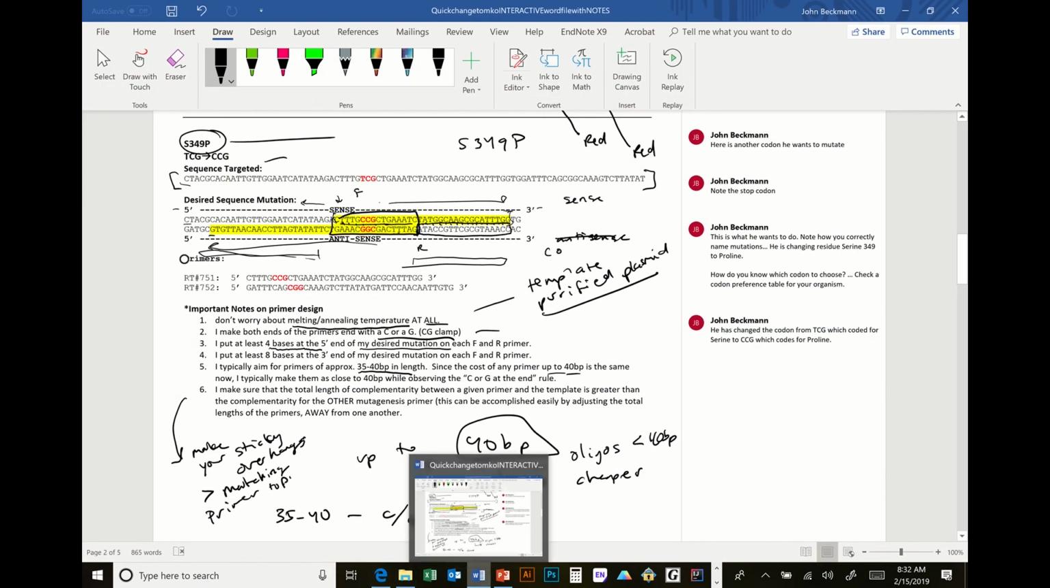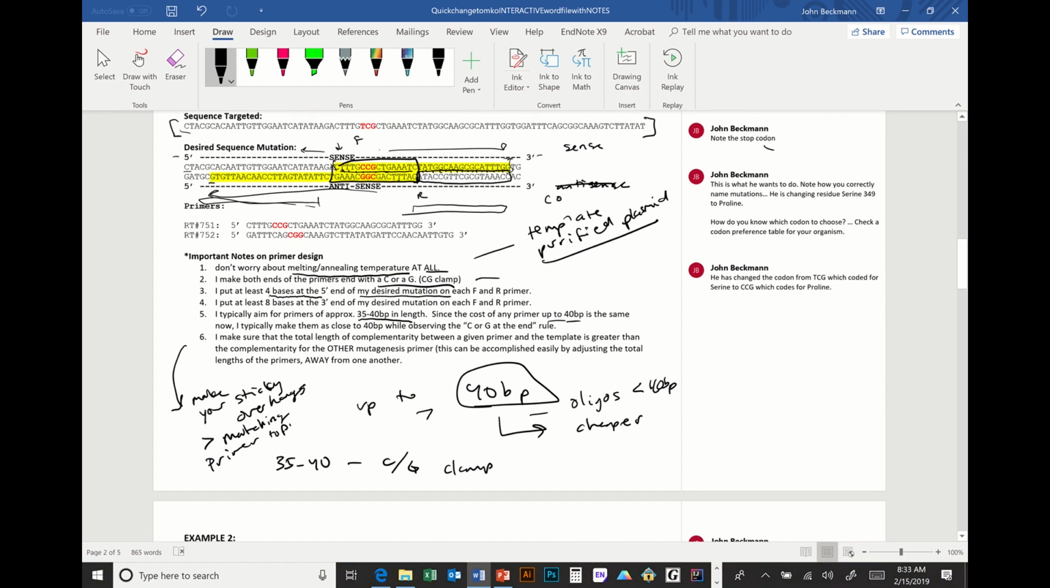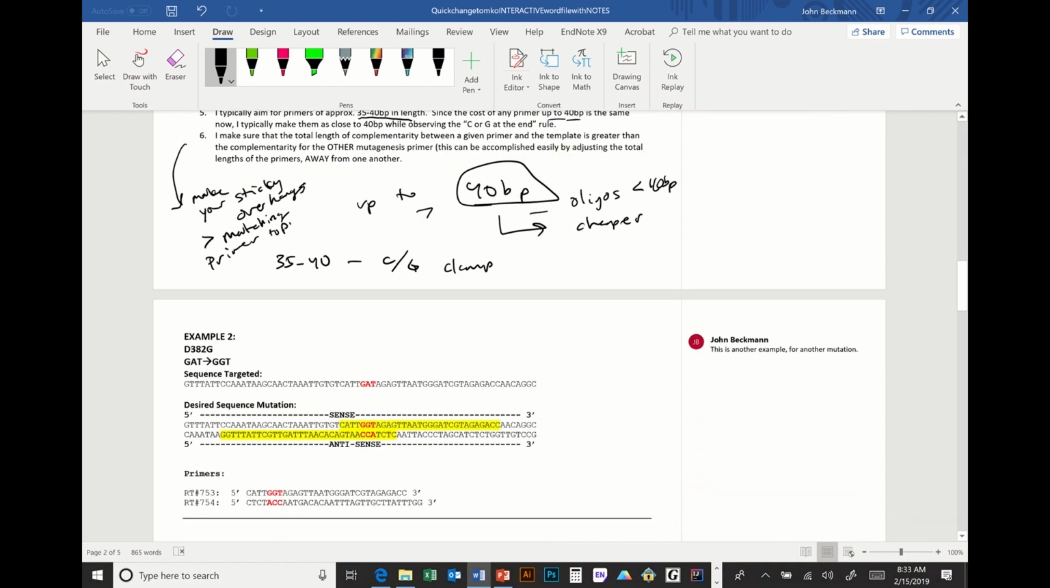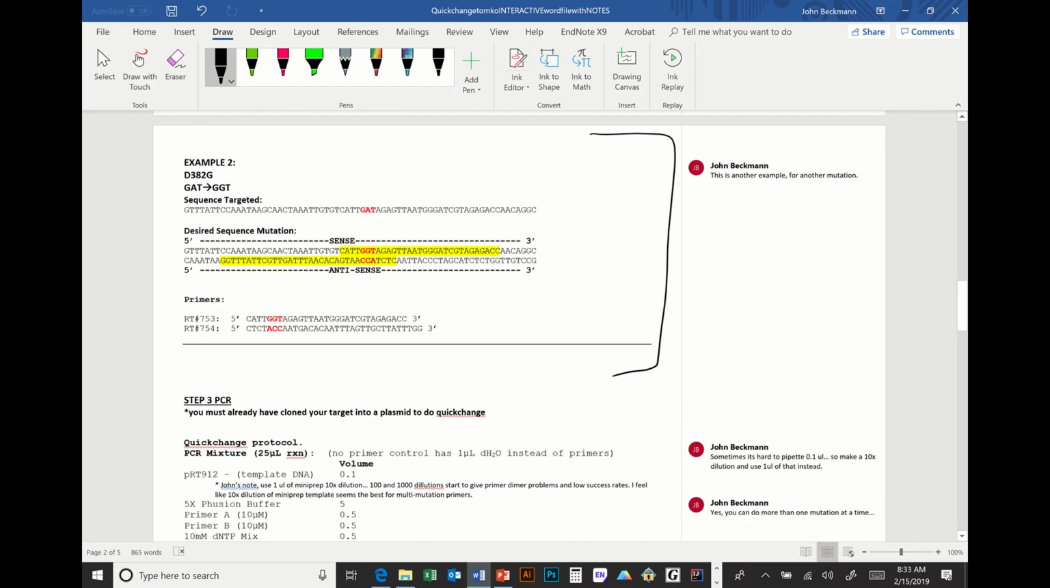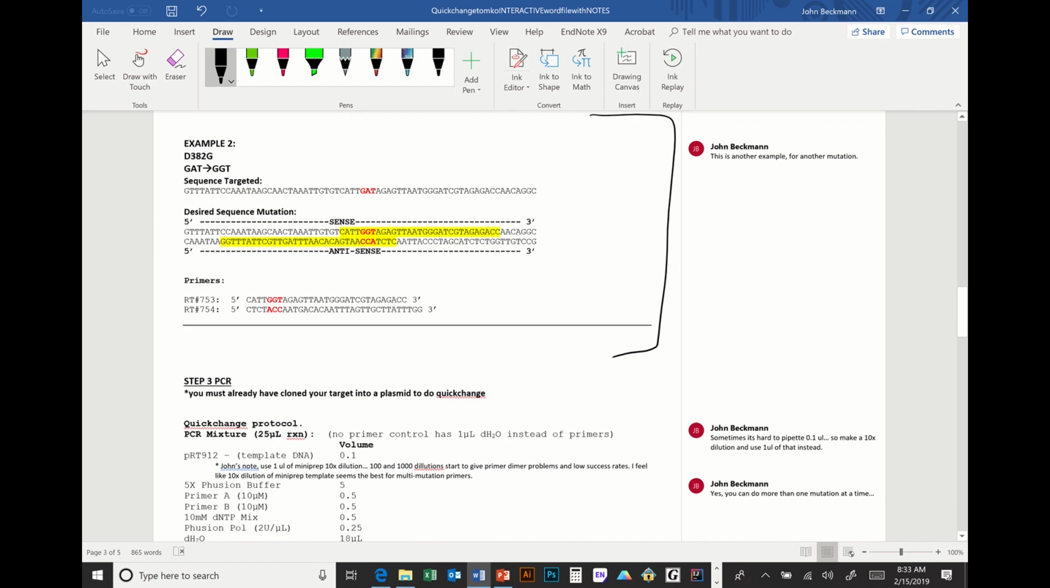Let's see. Let me just go through these. I noted the stop codon. I needed that. Let's see. Change your resolution. How do you know what codon to choose? I showed you that. And that's that. It gives you another example here too, example 2. So when you design your own, you can use this document as an example for how you would do it.